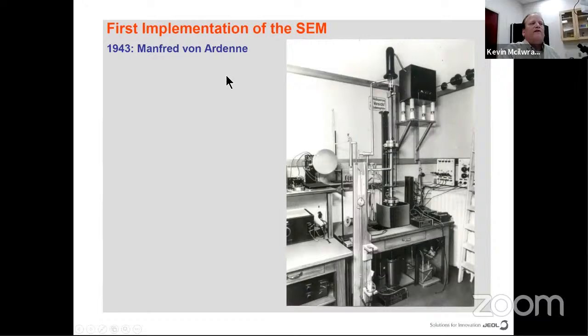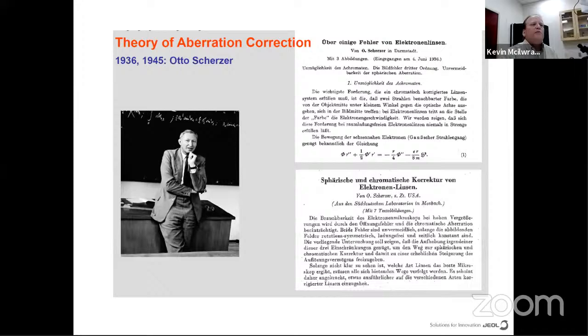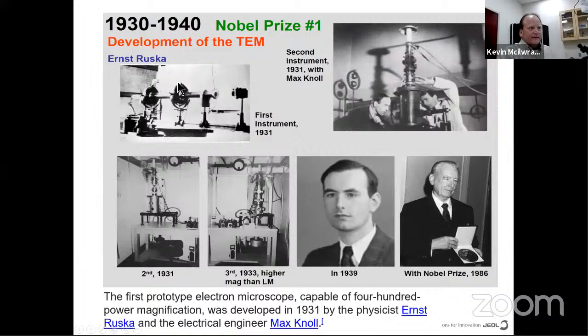Theory of aberration correction, which we'll talk about a little bit, was proposed in 1936 and then 1945 by Otto Scherzer. And then we look at Ruska's development. So you see the first thing he built really was more of an optical bench electron microscope, followed by the one that I showed previously. And of course, he won the Nobel Prize. I think the first prototype only magnified 400 times.